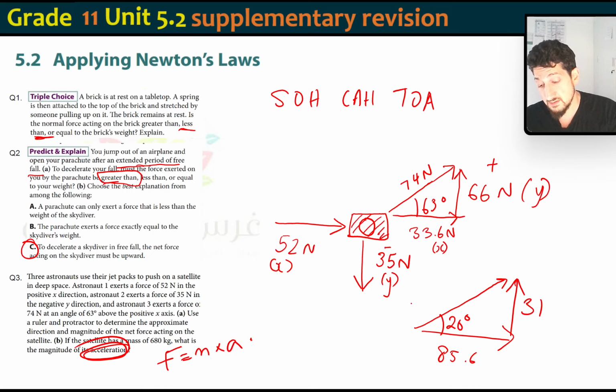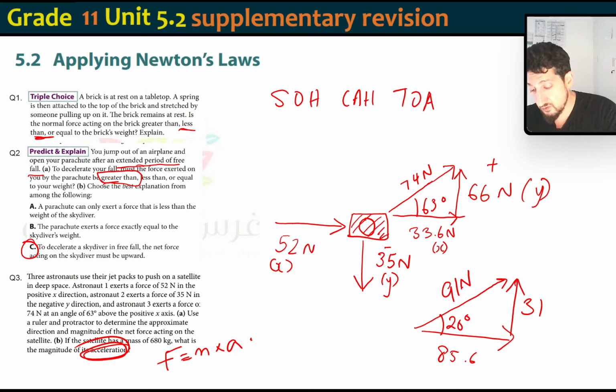What do we do to get this? a squared plus b squared equals c squared. We're trying to work out c squared. So it's going to be 31 squared plus 85.6 squared. Square root of both of these equals 91. So the hypotenuse equals 91 newtons.